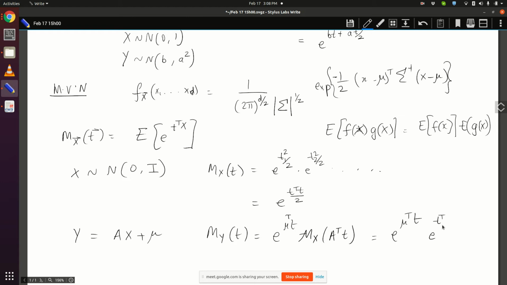Okay, so let us write this properly: A transpose t, transpose, A transpose t by 2. If you simplify this, it will become e power mu transpose t plus t transpose A. When you take (AB) transpose, you get B transpose A transpose. This is an identity.